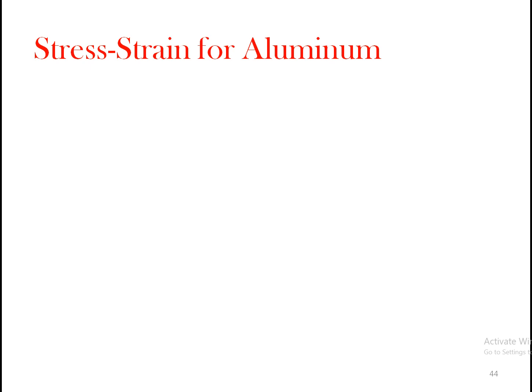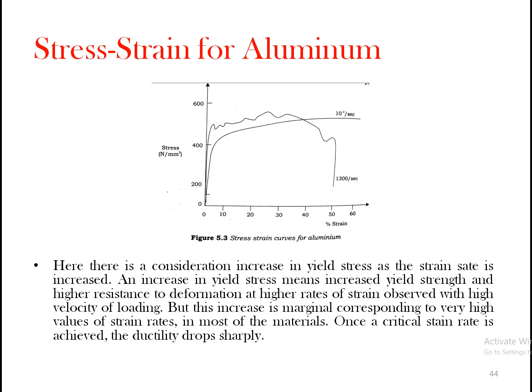Now when it was tested with aluminum, the graph was obtained like this, right? The first one, 10 raised to minus 3 per second, is for the conventional one, and the 1300 strain rate, which is 1300 per second, is for the high speed one. Here there is a considerable increase in the yield stress as the strain rate is increased. You can see the value of yield stress is considerably increased from here to this point, right? So there is a considerable increase.